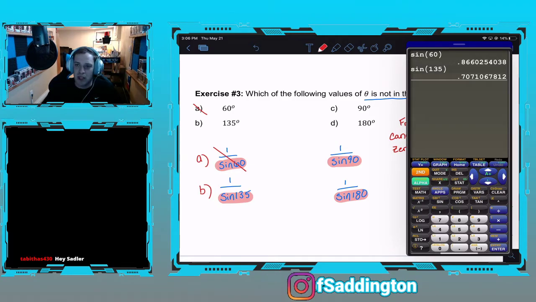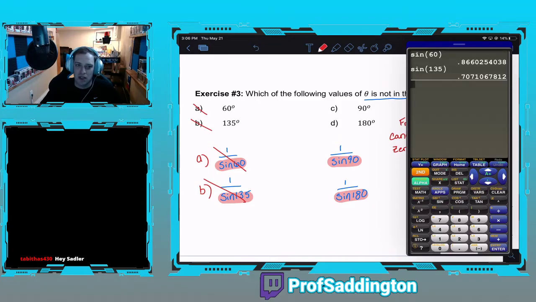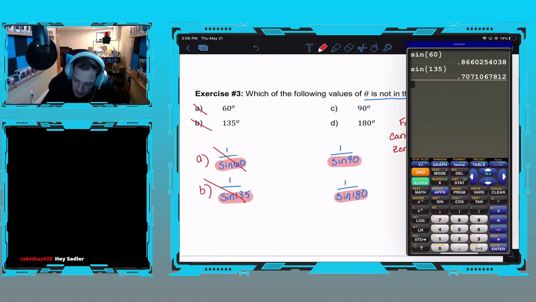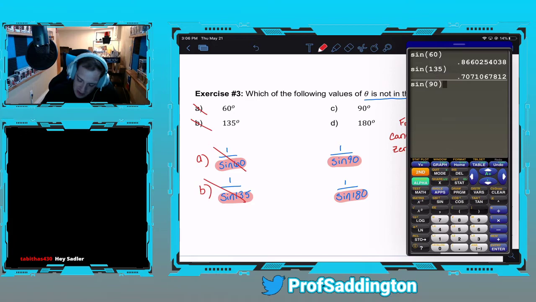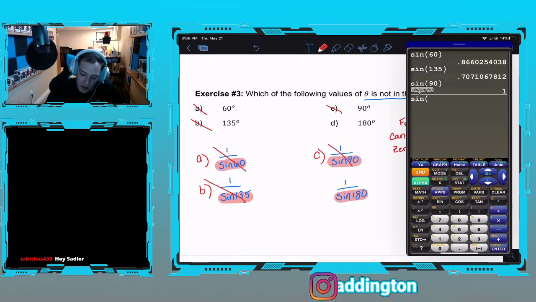And it's going to give me 0.707. So we know B cannot be the answer. So I'm just going to keep working with it. The next one is going to be sine of 90. That gives me an answer of 1. Well, 1 over 1 is okay, so that means C cannot be the answer. So that means we know it has to be D, but I'm just going to type it in.